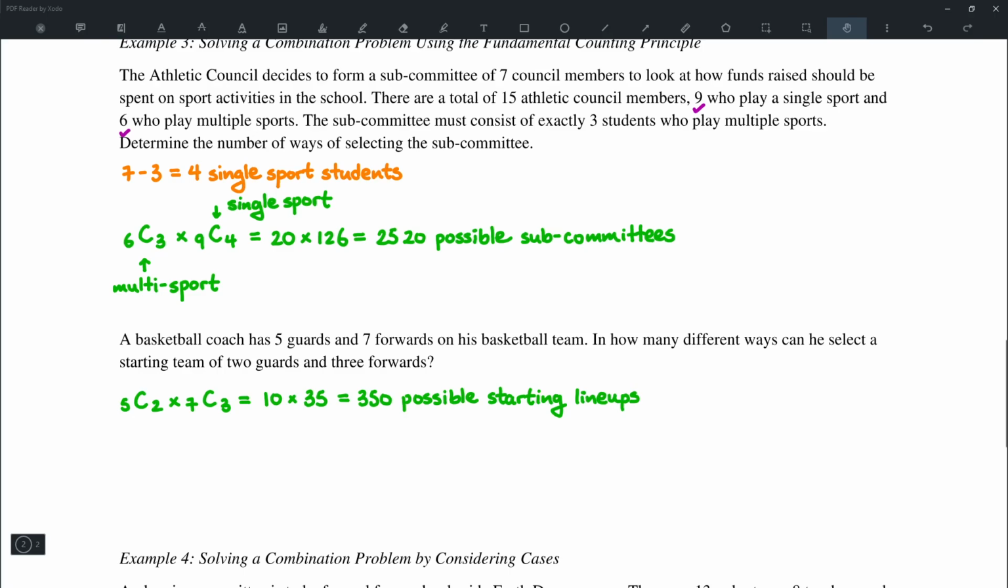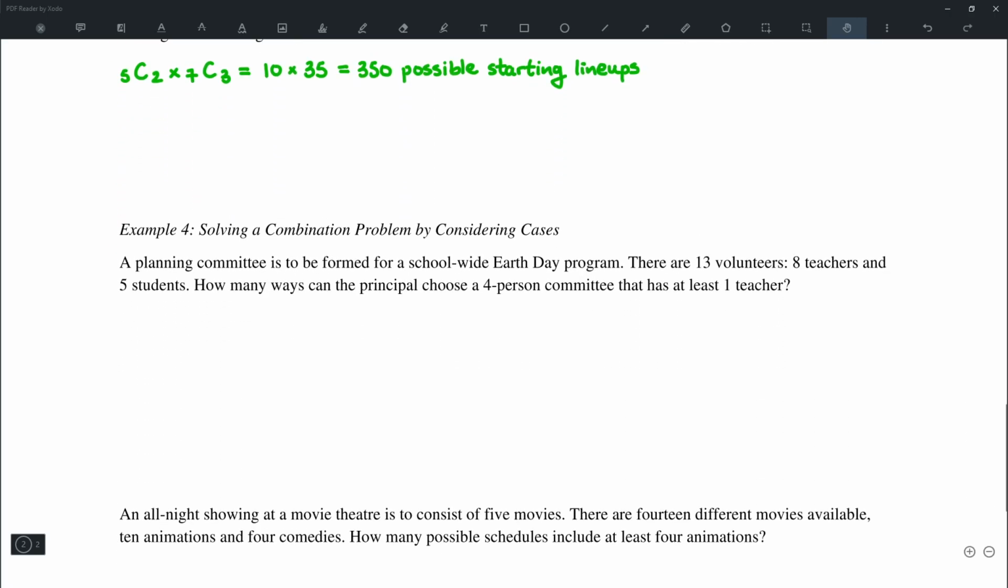Now, in addition to the fundamental counting principle, we can also add cases to make even more sophisticated combination problems. So let's look at example number 4. A planning committee is to be formed for an Earth Day program. 13 volunteers, 8 teachers, and 5 students. And we're looking at a 4-person committee that has at least 1 teacher. So there are a few different ways of doing this. So either we have 1 teacher, and of course 3 students. And so this is 1 teacher.